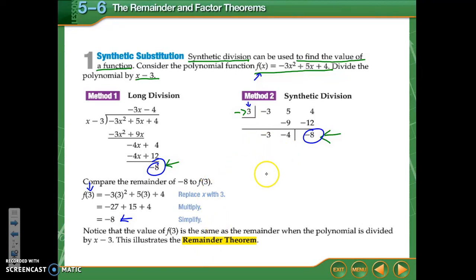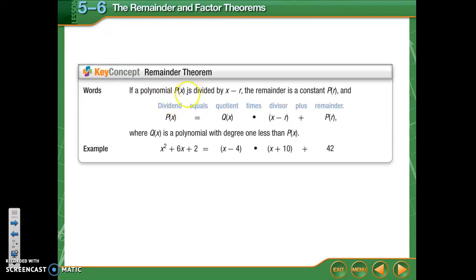So for example, if I wanted to evaluate f of 4, I could either plug 4 into my polynomial and evaluate it, which is what we've done before, or I could do synthetic division with 4 instead of 3, and my remainder would be the same as what I get when I plug 4 into my polynomial. The remainder theorem says this: if I take a polynomial p of x and I divide it by a binomial, x minus r, the remainder is going to be some constant, okay? And that constant is going to be the same as if I plugged r in to my original polynomial.